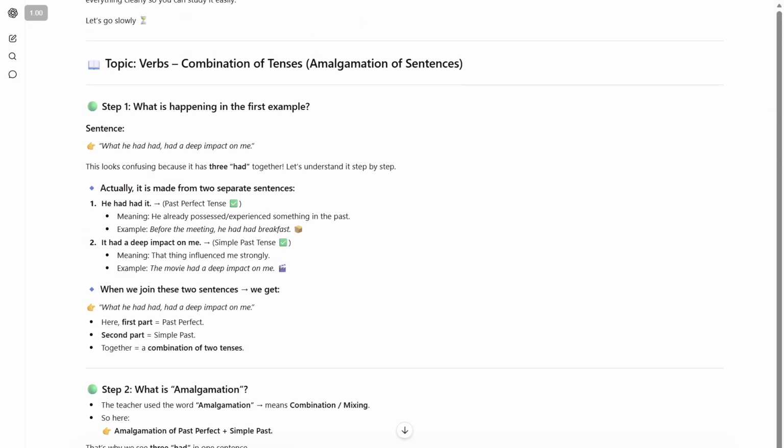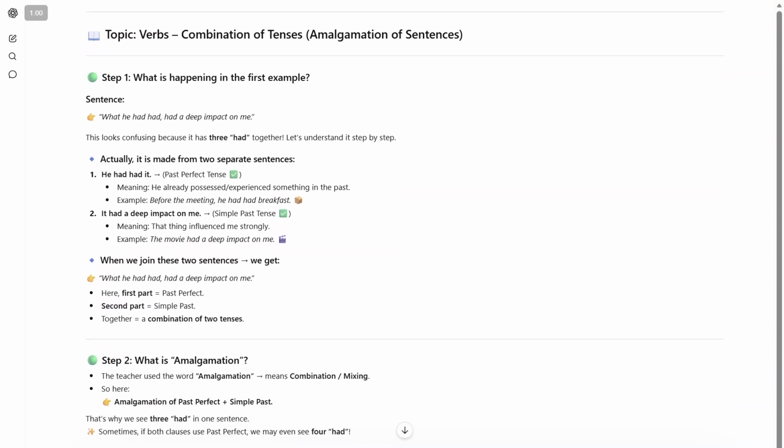Perfect. Thanks for patiently sharing the transcript. Don't worry if it feels too advanced. I'll break it into super beginner-friendly steps, add examples and emojis, and organize everything clearly so you can study it easily. Let's go slowly. Topic: verbs, amalgamation of tenses.